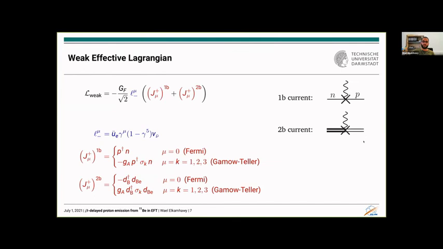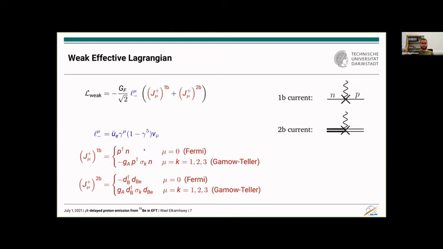And here's the weak effective Lagrangian. In blue, we have the leptonic current given here. And in red, we have the hadronic current that is divided into a one-body current and a two-body current. On the right-hand side, you can see diagrammatically the one-body current. Here the neutron decays into the leptons and the proton, and for the two-body current, we have beryllium-11 decaying directly into the leptons and boron-11.